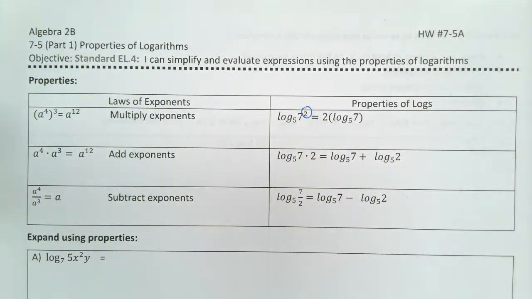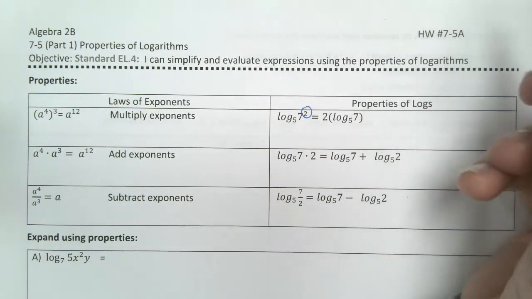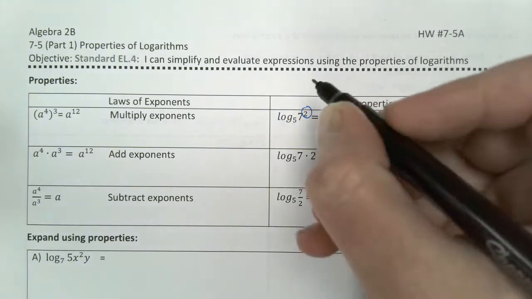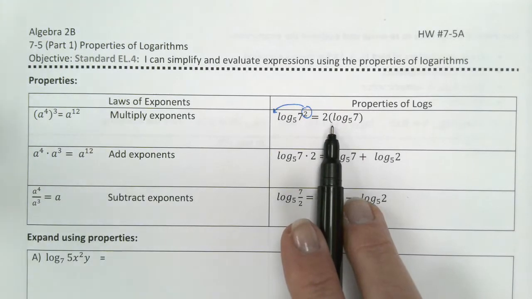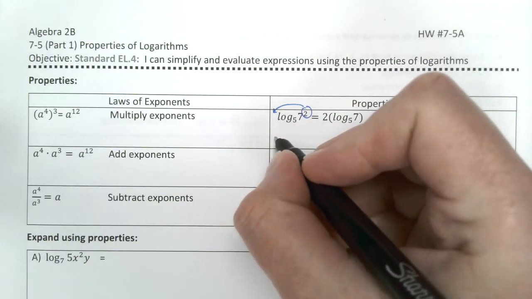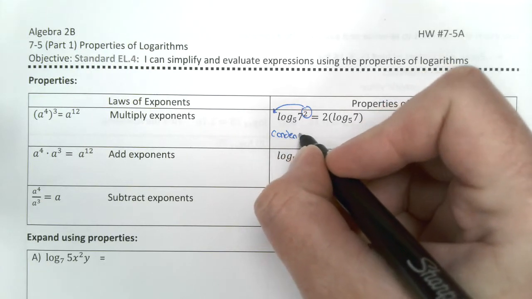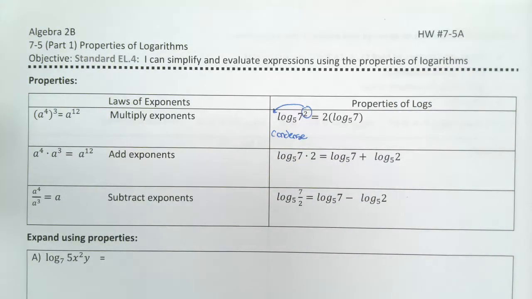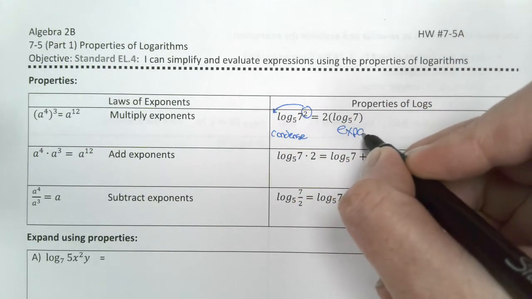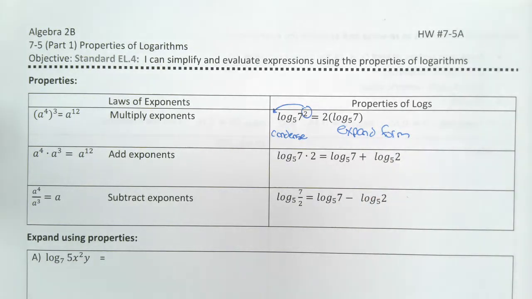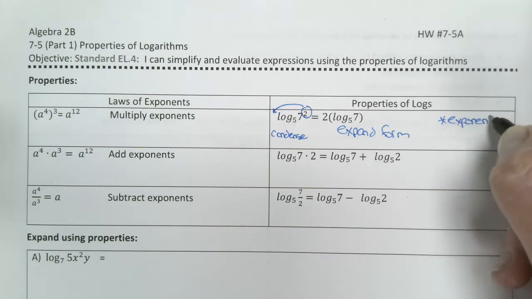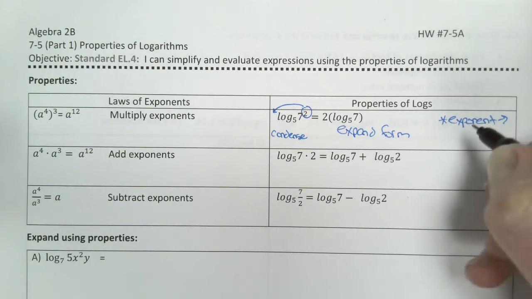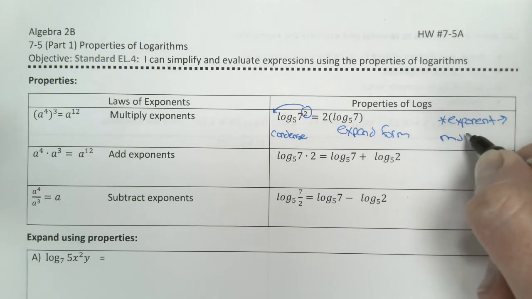If you have an exponent to an exponent, if you need to expand it, then it would come to the front and it would look like this. So this left side is the condensed form, and this right side, when we move the two to the front, is the expanding form. So what you need to know is that when you have an exponent, it can move and become multiplication.